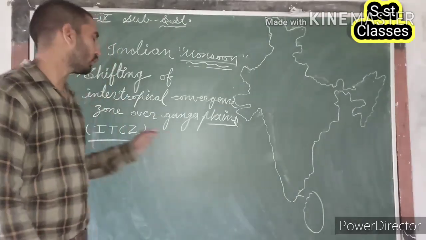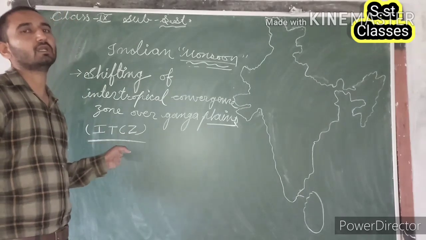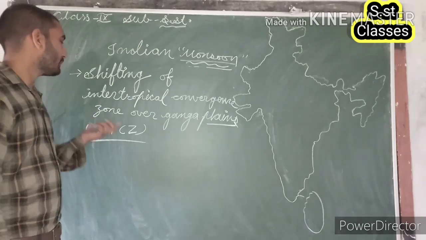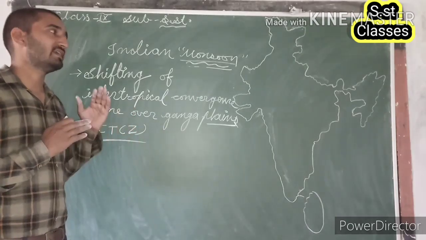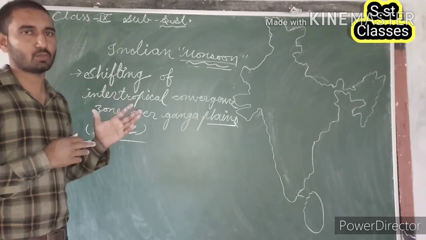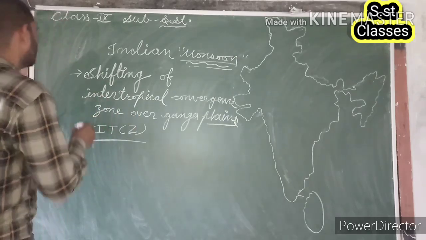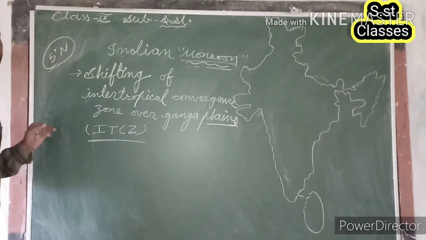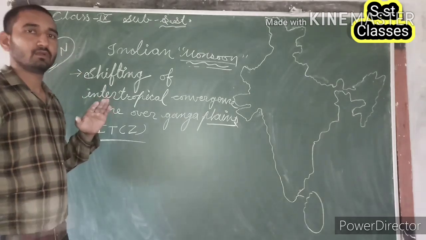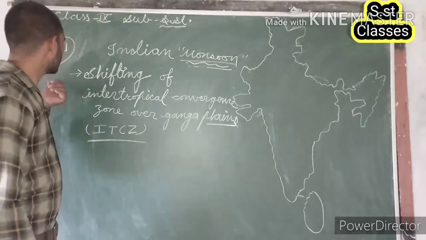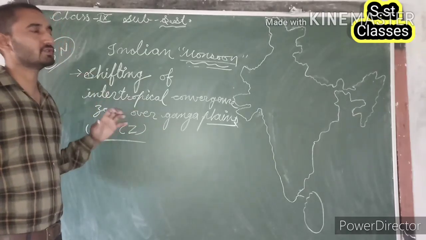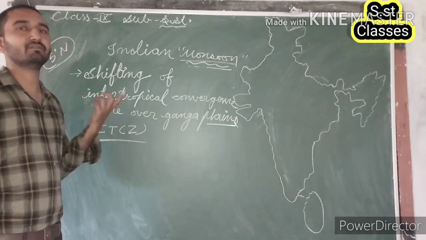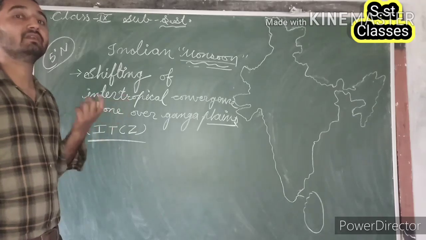Now the point is, what do we actually mean by intertropical convergence zone? Guys, intertropical convergence zone is generally a low pressure trough present 5 degrees north of the equator throughout the year, but this zone shifts over the Ganga plains during the summer season, and in this way becomes a responsible factor for the seasonal change in wind direction.